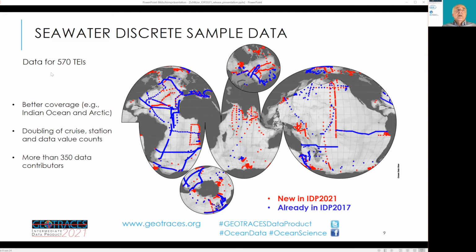So overall, we have data for 570 TIs. That's a very large number. We have better coverage, especially in the Indian Ocean and the Arctic. Overall, there is a doubling of the numbers of cruises, stations, and data values compared to IDP 2017. In total, more than 350 data contributors have given data into the IDP. We thank all of those contributors. Without their willingness to share the data, the IDP would not exist.